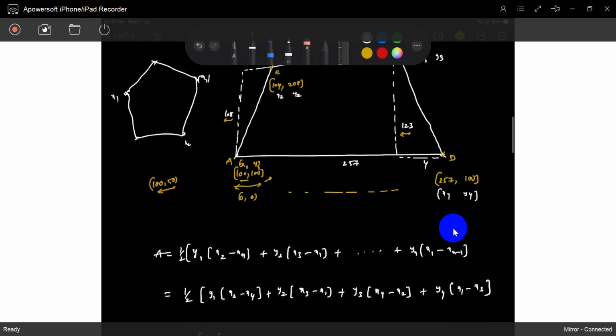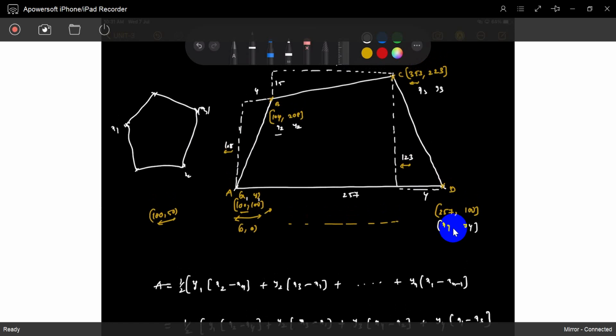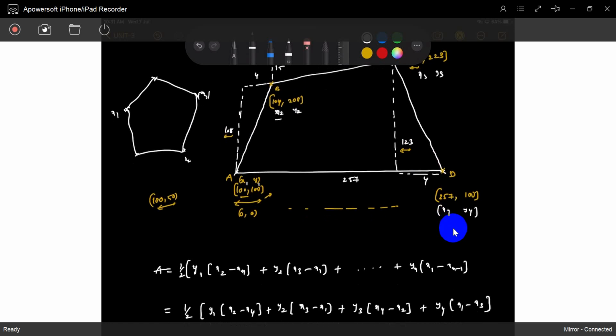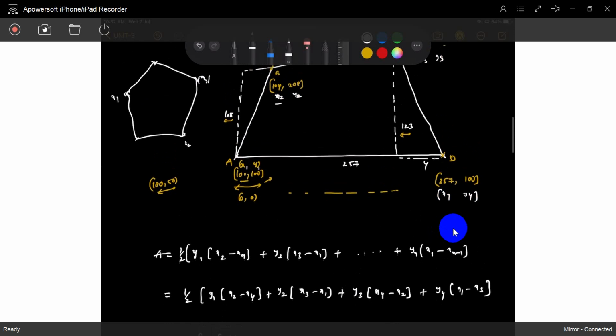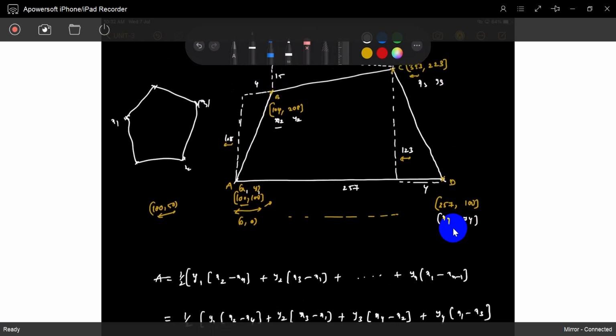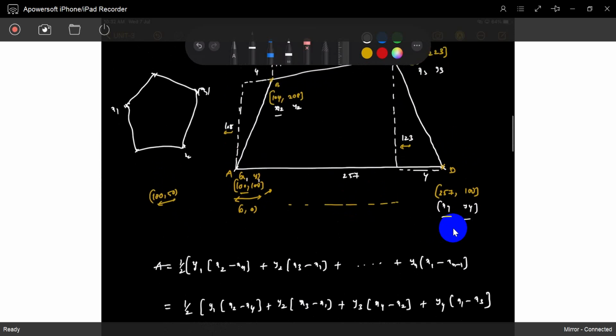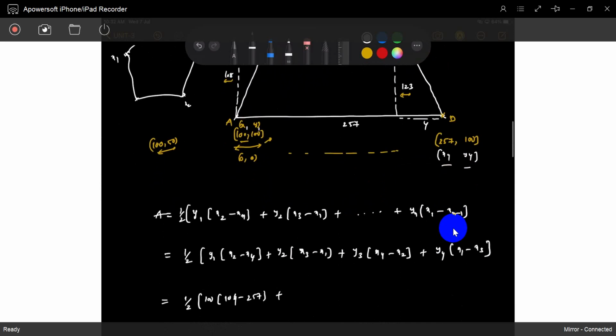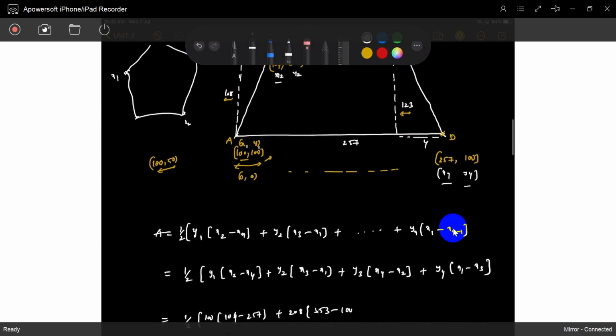y1 is 100. x2 is 104. x2 is 104 minus x4, which is 257. Then y2 is 208, x3 is 353, minus x1, which is 100. So like this.